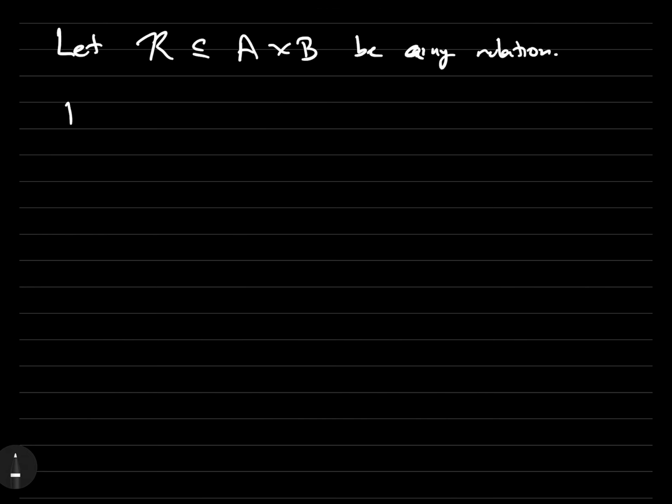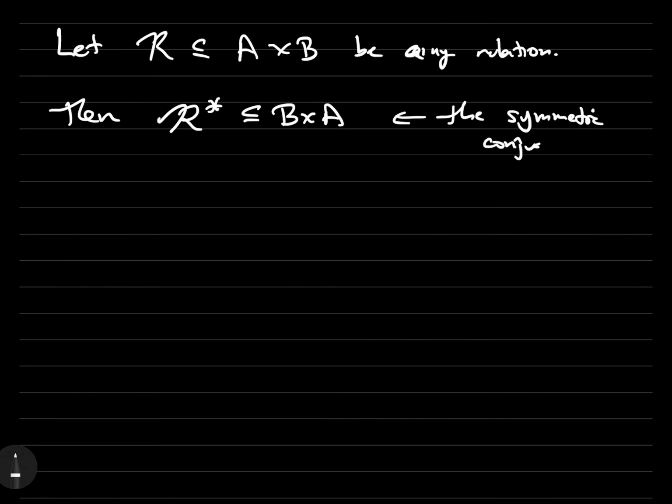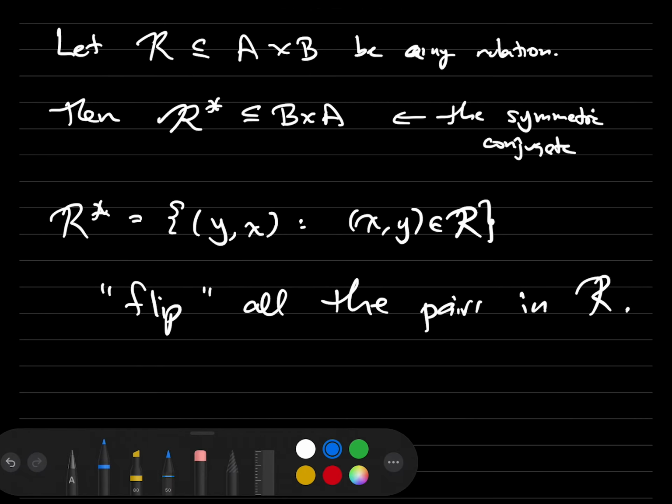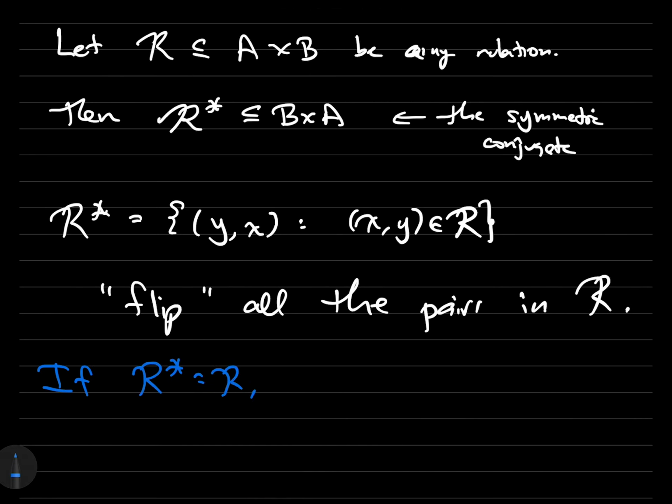Now let us define the conjugate of a relation. This is sometimes called the conjugate or the symmetric conjugate. If R is a relation from A to B, then the symmetric conjugate of R is the relation from B to A, defined by R* is all pairs (y, x) such that (x, y) is in R. Basically, take all the pairs in R and flip them. Notice that if R goes from A to B, then R* goes from B to A. We say that R is symmetric if R* equals R. Of course, this only makes sense in the context where A equals B.